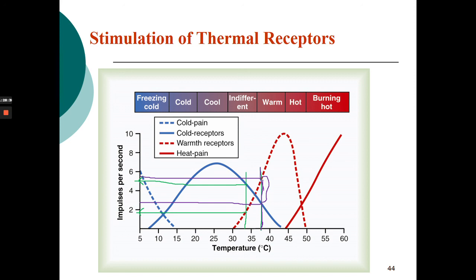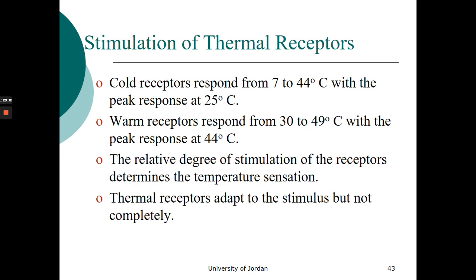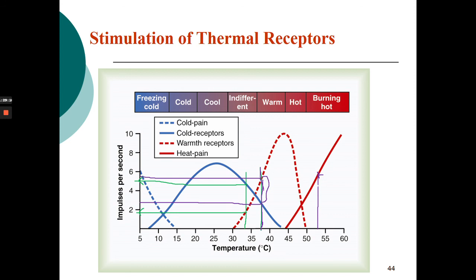If you have 52, then 52 will stimulate the heat pain receptors, and this is their number of impulses per second. So the relative degree of stimulation of the receptors determines the temperature sensation. The relative degree of stimulation, combinations of stimulation, okay? So we have four receptors: cold pain receptors, cold receptors, warm receptors, heat pain receptors. This is one of the theories of how we can differentiate different temperature, and the same theory applies to differentiating position.